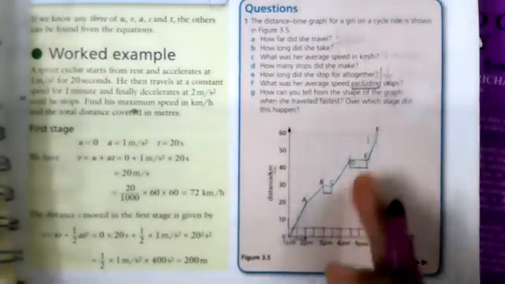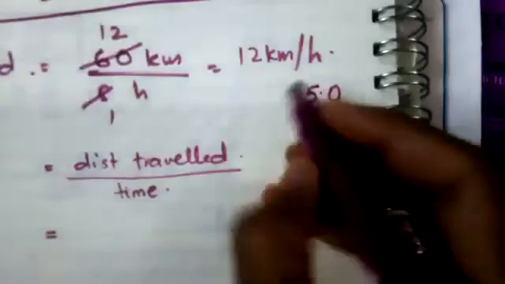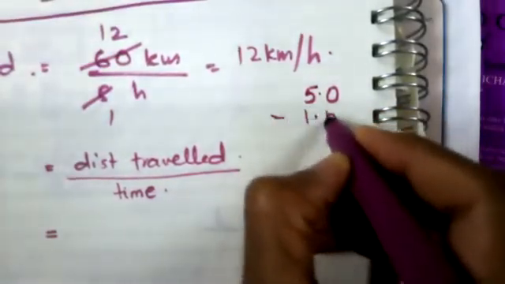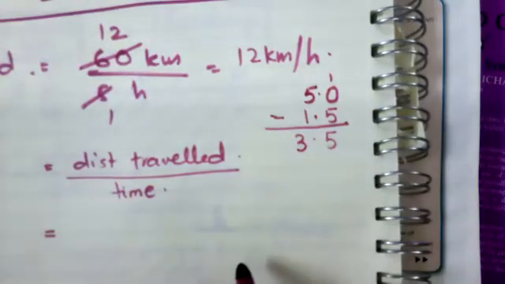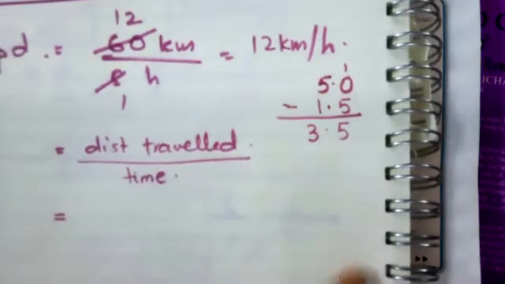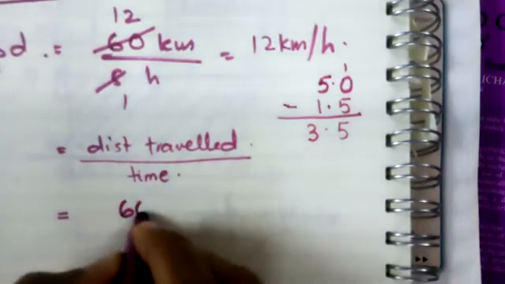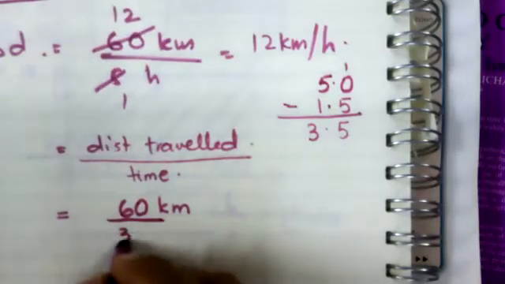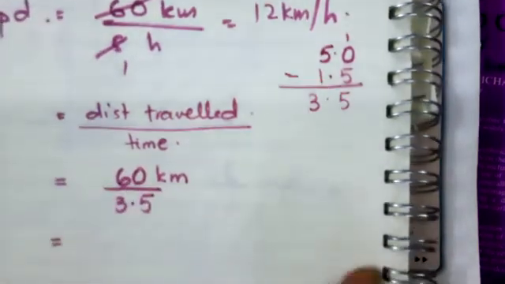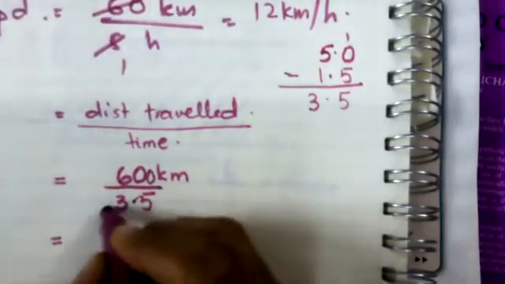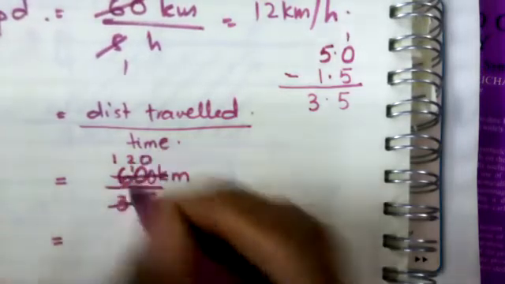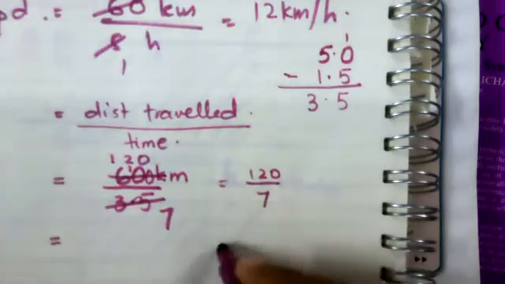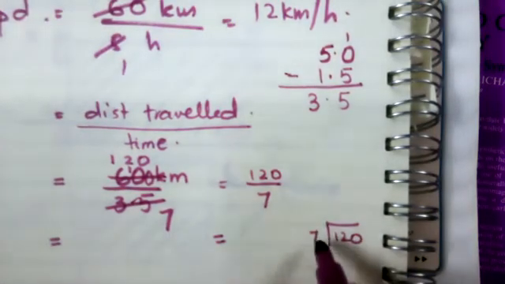Total time taken was 5 hours. 1.5 hours she spent during her stops. So 5 minus 1.5 is what? 3.5. Okay, 3.5. So the distance traveled stays the same, 60 kilometers, but the time would be 3.5. So now divide and tell me. 120 divided by 7. What is that? Come on, use your calculators.